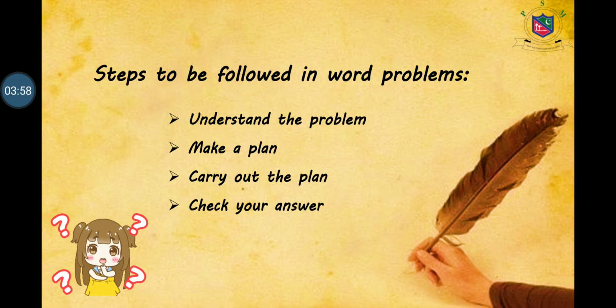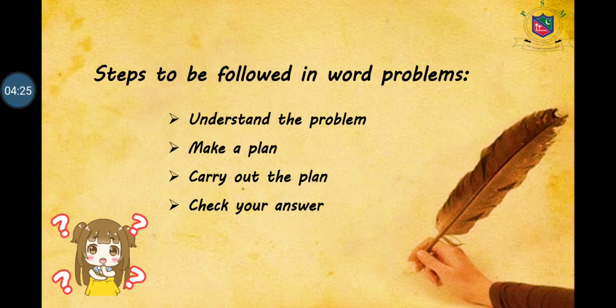So to make a plan means that now we have to decide that how to solve a word problem. As we all know that word problem can be of any operation. So, by using some clues or keywords, we can make a plan that how to solve a problem. The third step is to carry out a plan.